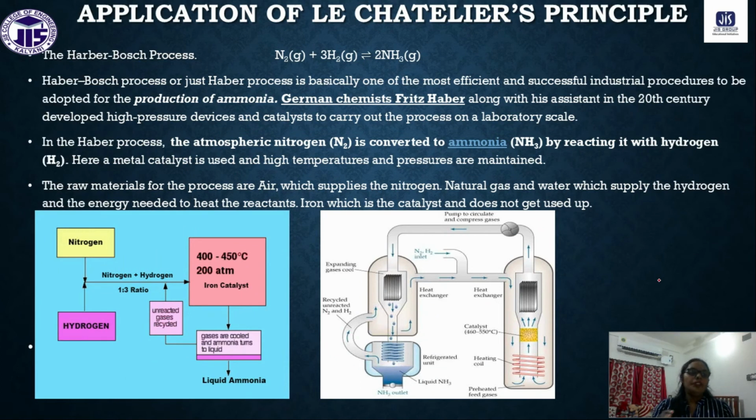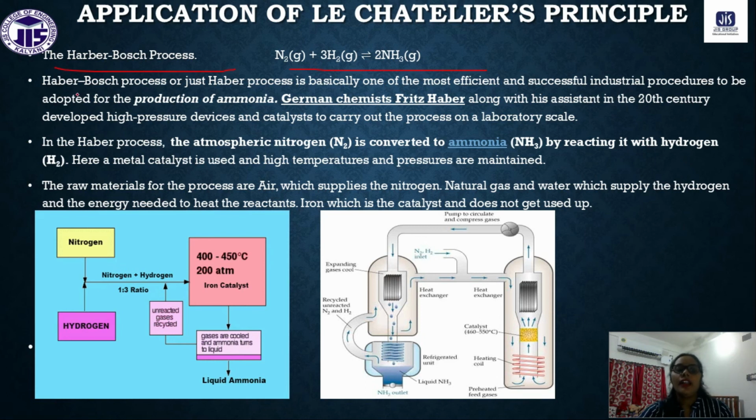Okay, now we will discuss the Haber-Bosch process for the manufacture of ammonia. Actually, in Haber's process, we will see how we manufacture this ammonia, and also how we apply the Le Chatelier principle for attaining the maximum yield in this reaction.